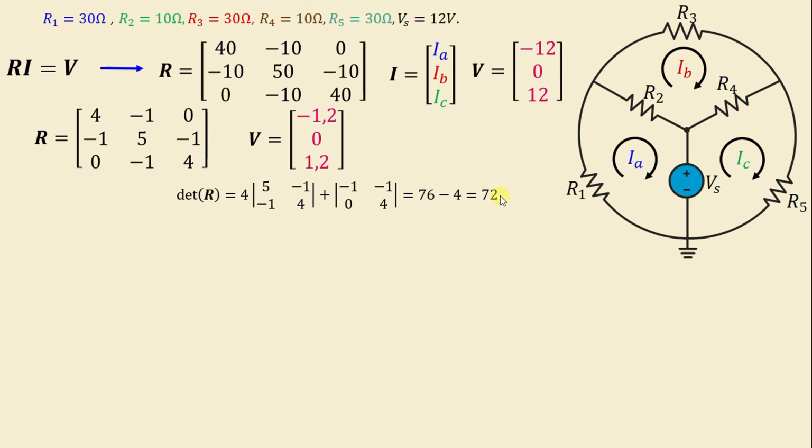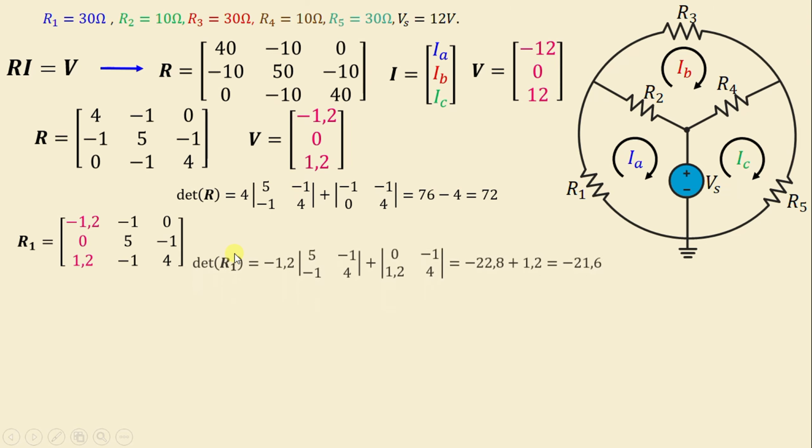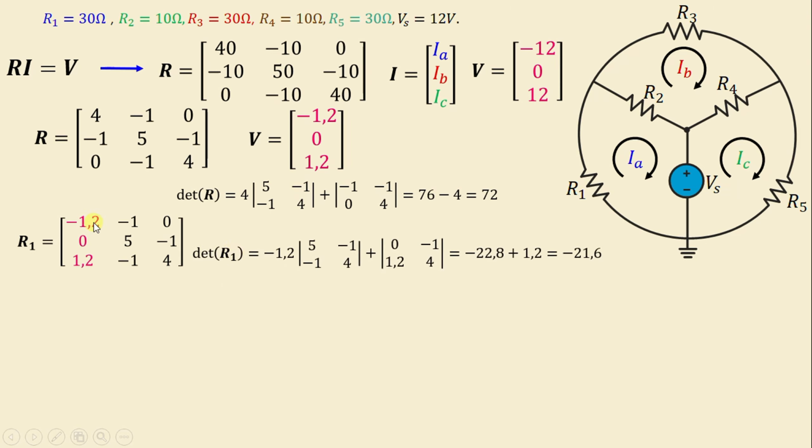Let's go now to define matrix R1. We obtain matrix R1 by replacing the first vector, or the first column, of R by vector V. The determinant of R1 is equal to negative 1.2. We cancel the first row, the first column. We have the determinant of 5, minus negative 1, negative 1, and 4, plus negative negative 1, and we cancel the first row, second column. We have the determinant of 0, negative 1, 1.2, and 4.